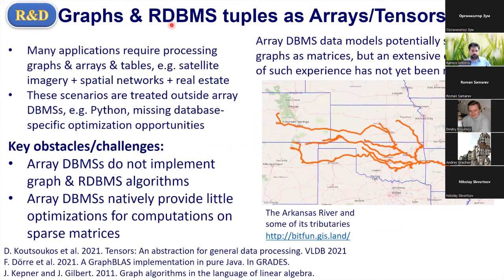Next, another interesting research opportunity is working with graphs inside array DBMSs. So array DBMSs can potentially model graphs and tuples as arrays, but we didn't extensively evaluate that. We would like to keep users within a single system during array-intensive workloads. Otherwise, we miss both users and optimization opportunities. Modern array DBMSs do not implement graph algorithms and hardly optimize for computations on sparse arrays. Recent work explores graph and relational workloads on tensor computing systems like PyTorch with very high interest. Array DBMSs have an exciting opportunity to join this novel trend.